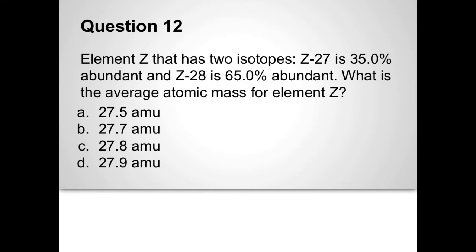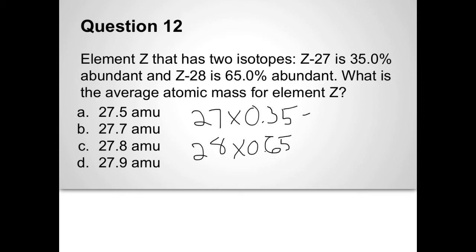An element Z has two isotopes. Z27 and Z28 are 35 and 65% abundant respectively. Calculate the average atomic mass. So what you need to do here with the average atomic mass is take the mass of the first isotope multiplied by its percent abundance as a decimal. So it's 27 times 0.35, 28 times 0.65, and we get 9.45 for the first one and 18.2 for the second one.